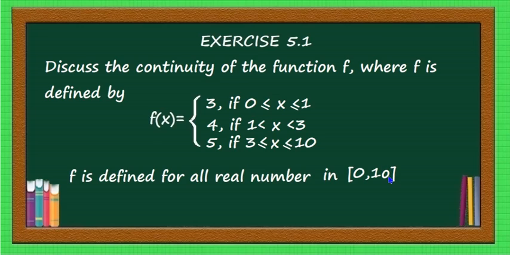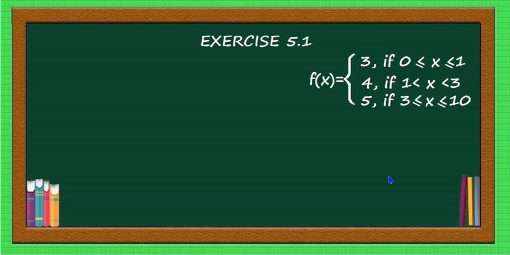Here f is defined for all real numbers in the closed interval 0 to 10, and let c be a real number in this interval. And we will have 5 different cases: c may be in between 0 to 1, where 1 is not included, when c is equal to 1, when c lies between 1 to 3, when c lies between 3 to 10, and when c is equal to 3. You have to take the 5 different cases. In all the cases you have to check the continuity of the function. And let us take the first case, that is 0 less than or equal to c less than 1.